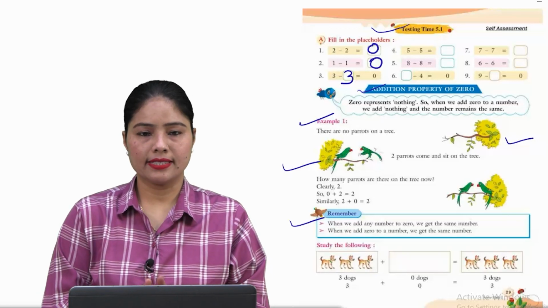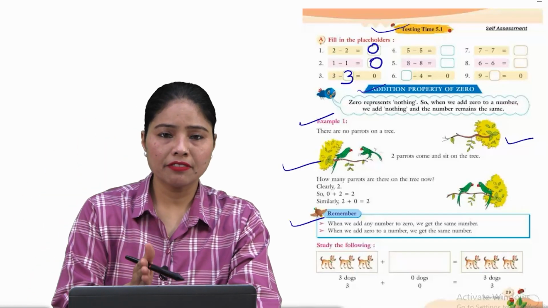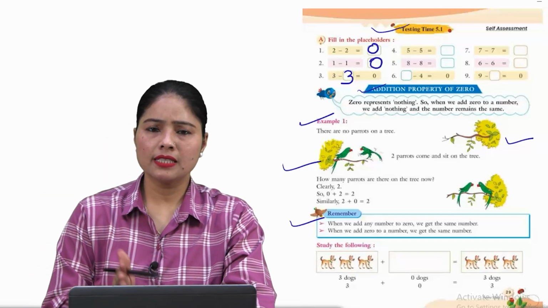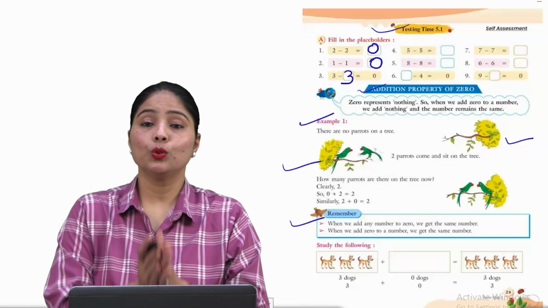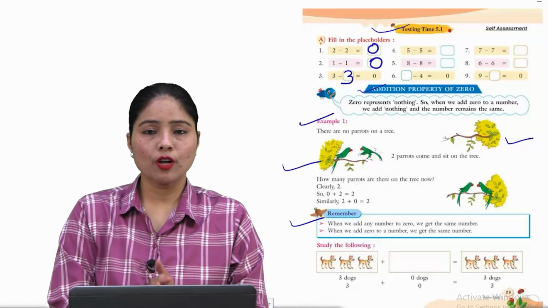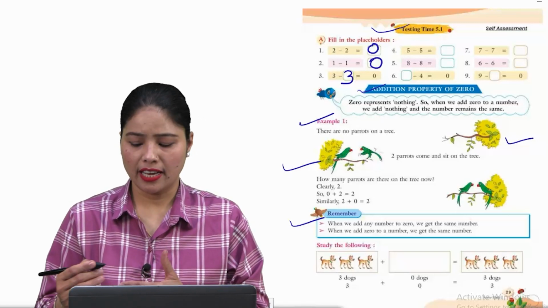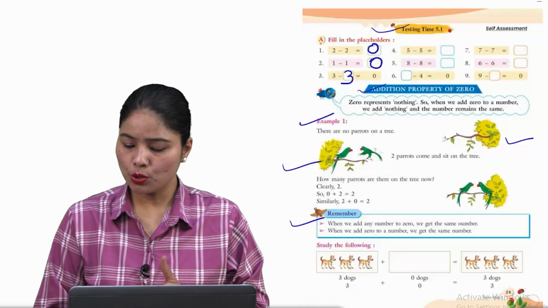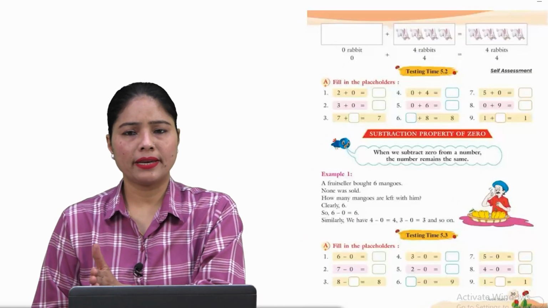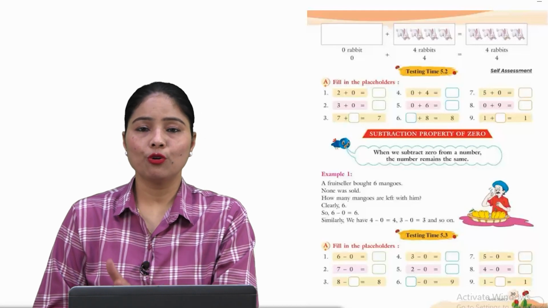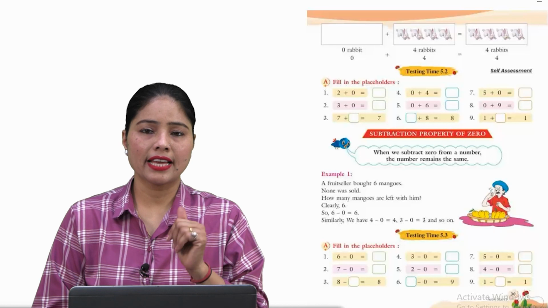Just do practice. Study the following. Okay beta? So here it is given 3 dogs plus 0 dogs. So 3 dogs plus 0 dogs is equal to 3 dogs. So 3 dogs में 0 dogs means nothing add करेंगे तो 3 का 3 ही रहेगा. Okay, I hope you understood. So similarly 0 rabbits plus 4 rabbits is equal to 4 rabbits. Okay, I hope you understood the concept of that one.